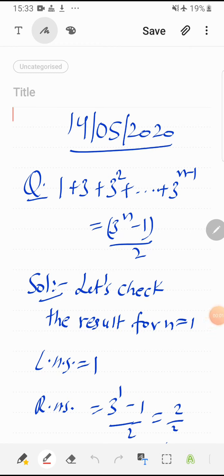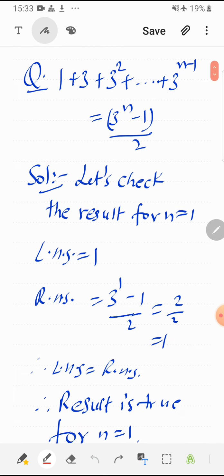Friends, today we are going to discuss some problems based on the principle of mathematical induction. So the first problem is to sum the series. We have to prove that this result is true for all natural numbers, and the result is 1 plus 3 plus 3 square up to so on 3 raised to the power n minus 1 is equal to (3 raised to the power n minus 1) whole upon 2.